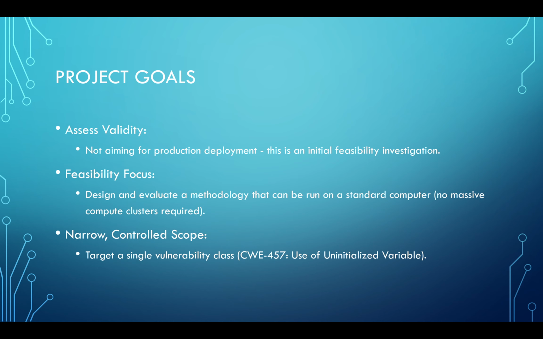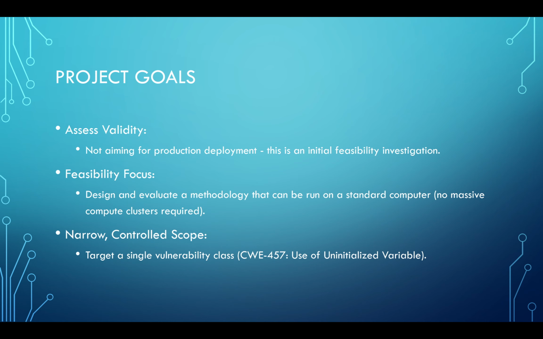Because this is an initial feasibility investigation, I wanted to control the scope. So just take it one vulnerability at a time to address whether this approach is valid and warrants future research. With that in mind, I chose the vulnerability CWE, Common Weakness Enumeration 457, which is the use of uninitialized variables. I chose this vulnerability specifically because I've worked with it before through manual analysis, and it should be a fairly simple vulnerability to detect and map and model into a finite state machine.